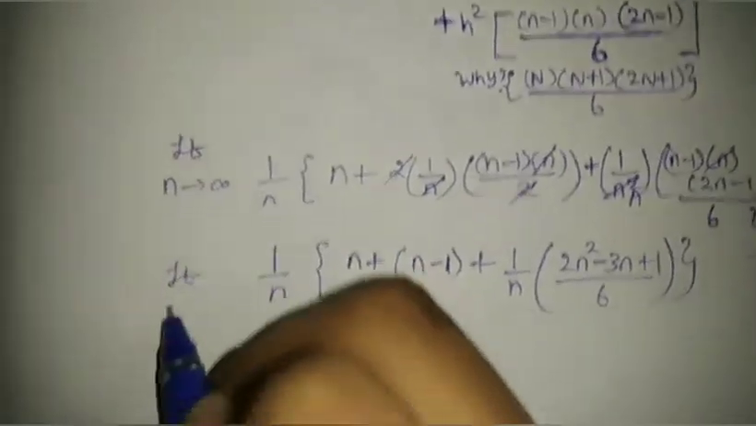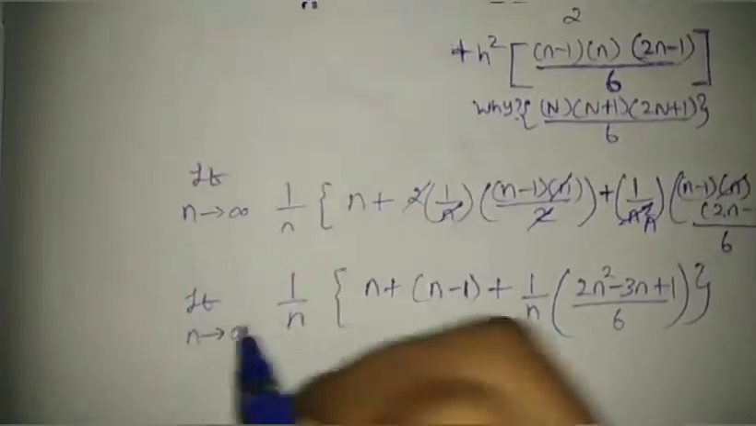Limit n tends to infinity, so it will be here limit n tends to infinity of 1 by n plus minus 1 plus 1 by n into 2n square minus 3n plus 1 by 6.